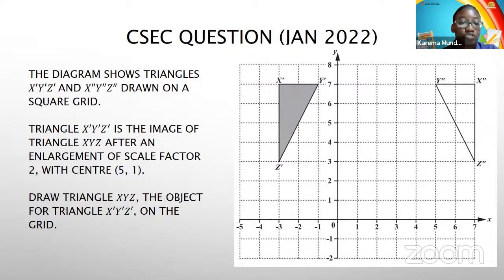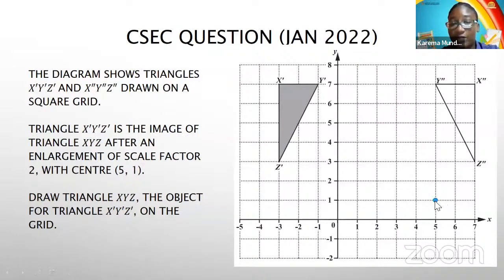But we're now being asked to draw the object for X prime, Y prime, Z prime. Now we're told the scale factor is 2, which means, what did we say the scale factor tells us? Something about multiplying, huh? So what this is saying to us is that the multiplication has already taken place and we have the image and we are to work back to the object. Now let's find our center of enlargement. We're told it's 5, 1.